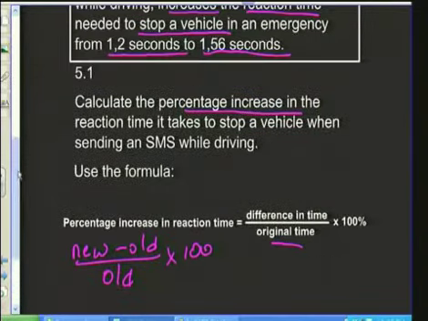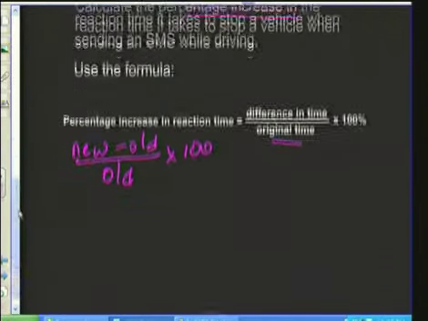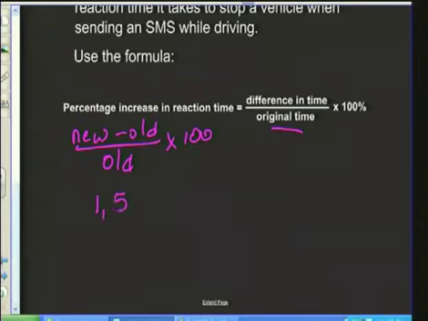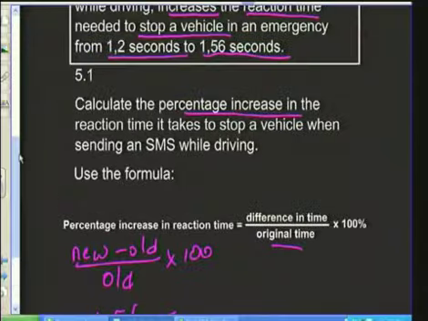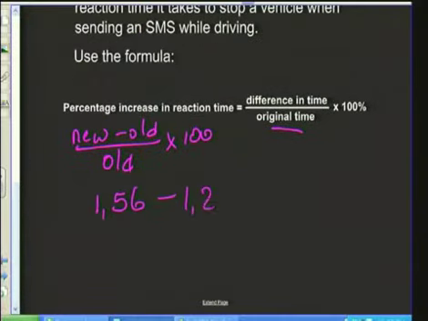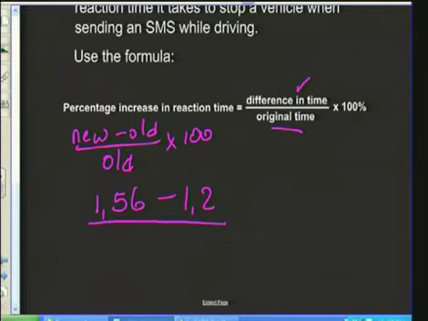My new number is 1,56 minus my old number, which was 1,2. That's going to give me the difference in time, divided by my original time, which was 1,2, and times that by 100.